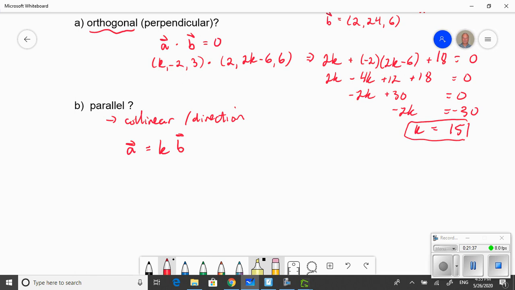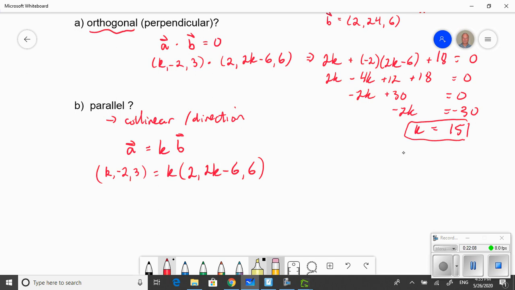So let's look at these vectors. Our first vector is a, k, negative 2 and 3, and our second vector is 2, 2k minus 6 and 6. So I'm going to do this a little differently than what I did in the past. Look at each of the components separately. Now, k exists in the x component in the first vector, and k exists in the y component in the second vector. I don't like that choice.